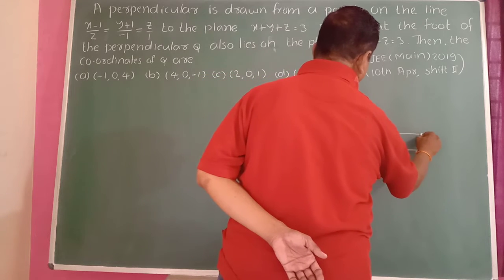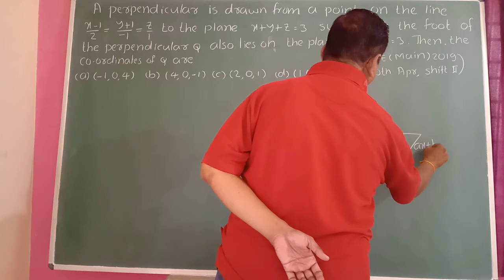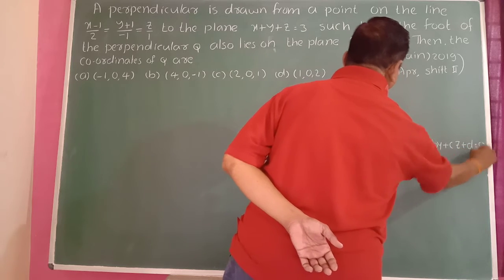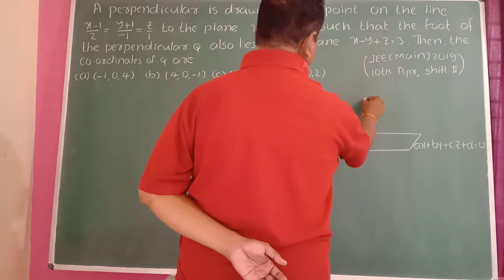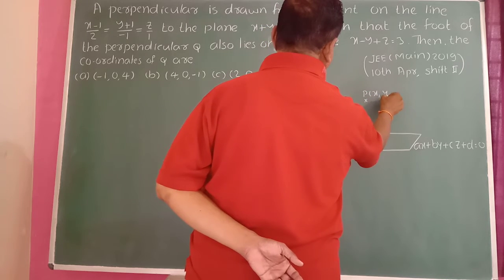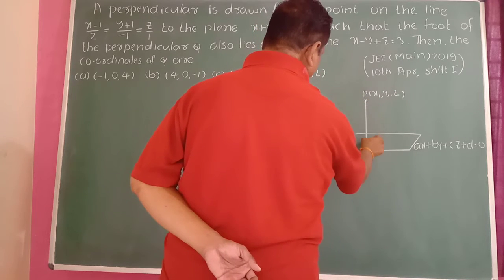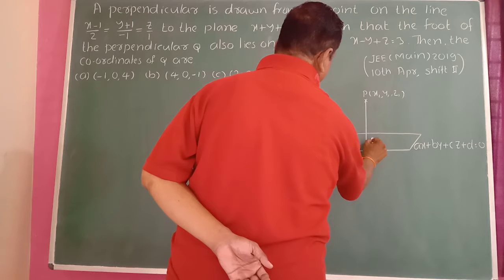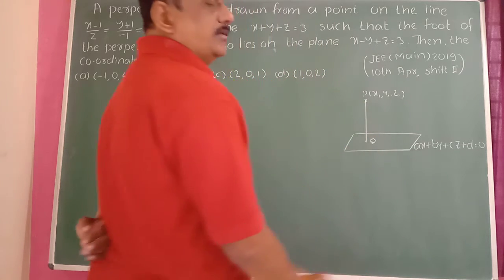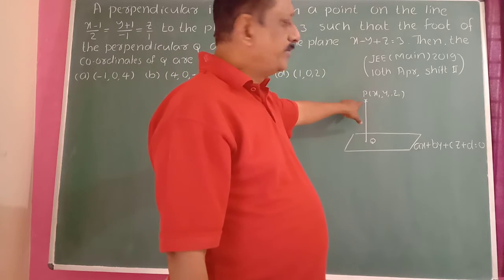Equation of this plane is ax plus by plus cz plus d is equal to 0 here. And it is on point here. Consider point P as x1, y1 and z1 here. So PQ perpendicular to the plane here. This is a point Q. So Q is called foot of the perpendicular from the point P here.